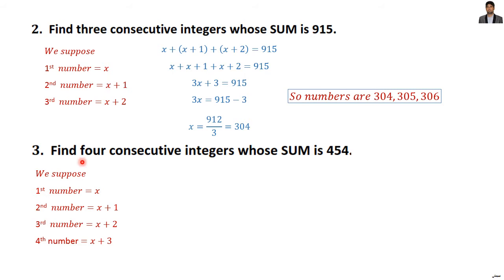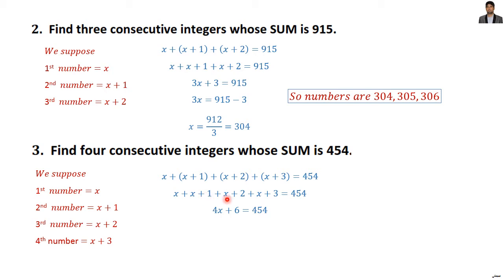Question number 3. Find four consecutive integers whose sum is 454. Now we have to find four numbers. First number x, next number x plus 1, next x plus 2, next x plus 3. So we have supposed four numbers, and when we add these four numbers, we should get 454. Remove the brackets.